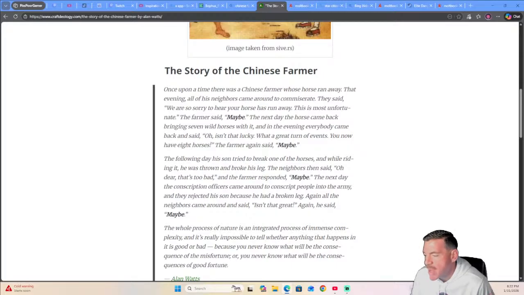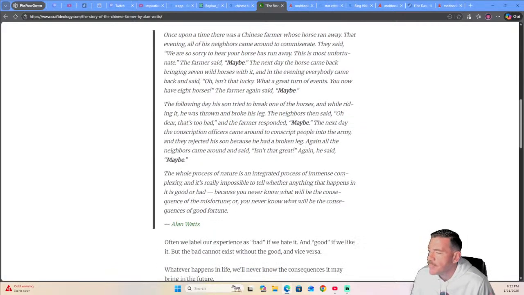Again, he said, "Maybe yes, maybe no." The whole process of nature is an integrated process of immense complexity, and it's really impossible to tell whether anything that happens is good or bad, because you never know what will be the consequence of the misfortune, or you never know what will be the consequence of the good fortune.